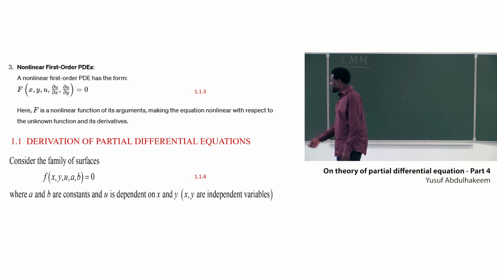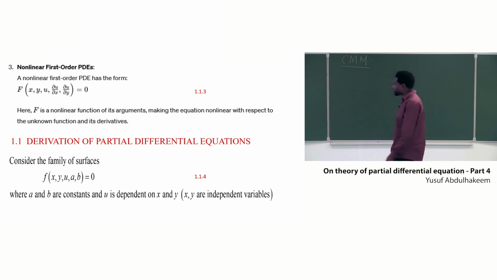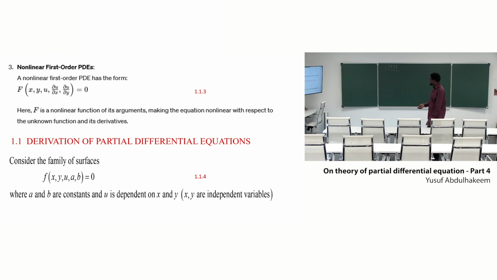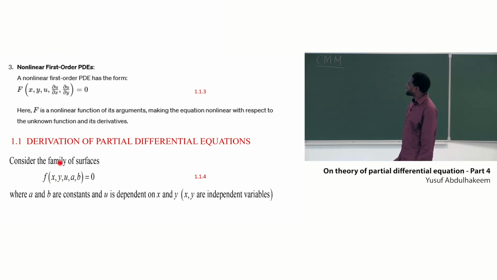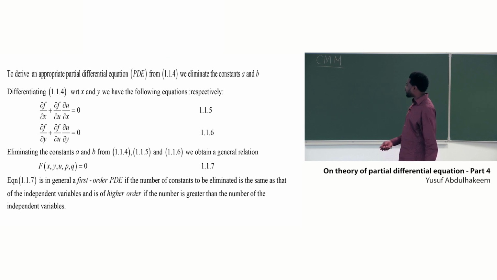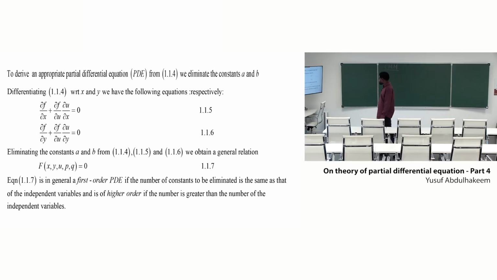So we talk about that. Supposing we have a family of surfaces, which is given here in 1.1.4, the two constants that appear here should be eliminated. And how do we eliminate the constants from here? We are going to differentiate the given function with respect to x and then with respect to y. On doing that, we obtain equations 1.1.5 and 1.1.6 by the time we differentiate with respect to x and then with respect to y.